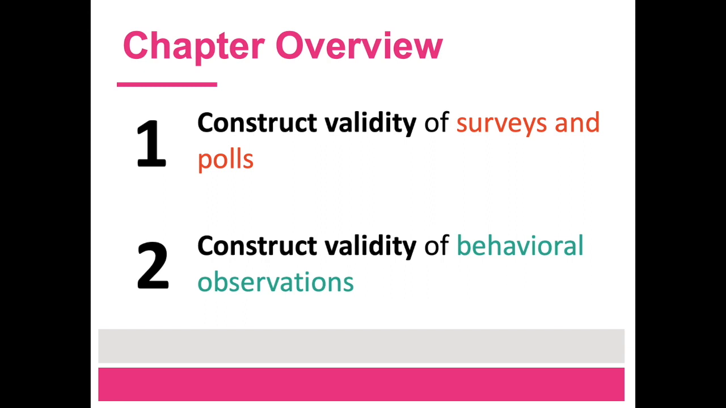If you remember what validity is talking about, is it measuring what we want it to measure? And so we're wondering, are surveys and polls, which are going to be synonymous here, measuring what we want? The second thing is the same idea, construct validity, but of behavioral observations.